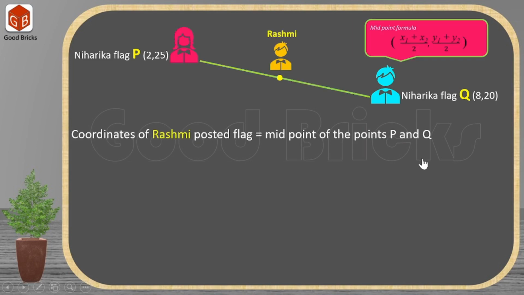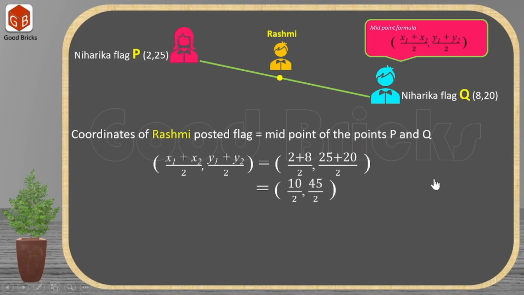Now, in the question they said that Rashmi's flag is in between P and Q. So let us find the coordinates of this Rashmi flag using the midpoint formula. So as per that we can write (2 plus 8) by 2 comma (25 plus 20) by 2. When you simplify, you will get 5 comma 22.5 as Rashmi's flag coordinates.